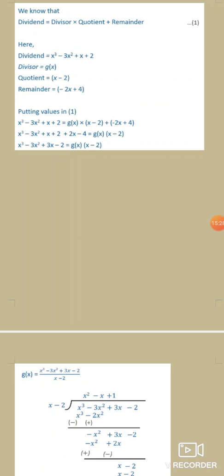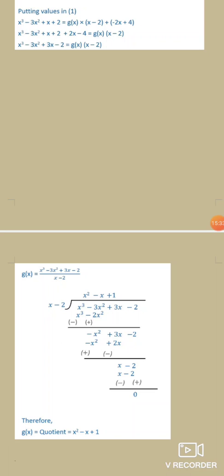Now divide, the same division step. We know that at last the remainder is equal to 0. Then what is the quotient? x square minus x plus 1, which is g of x. Clear, students? Okay, it is very important also.